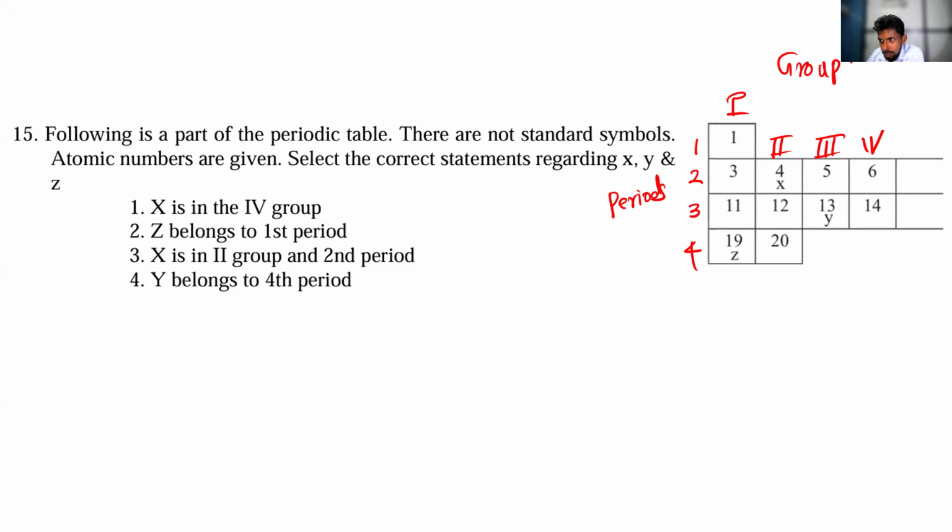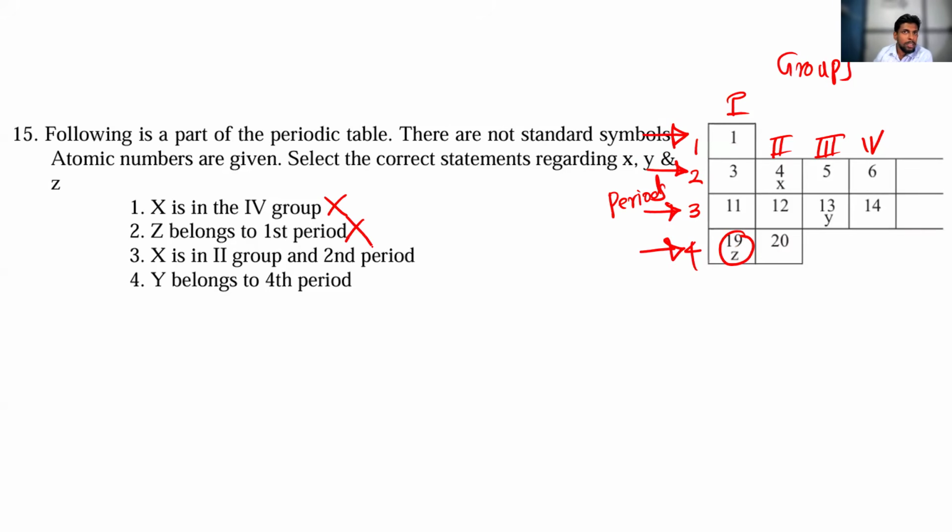Now we'll read the statements. X is in the fourth group. Am I right? No, sir. X is in which group? Second group. So that is wrong. Very good. Z belongs to the first period? No. Z is here, right? This is the first period, second period, third period. Z is in the fourth period. So that is also wrong.